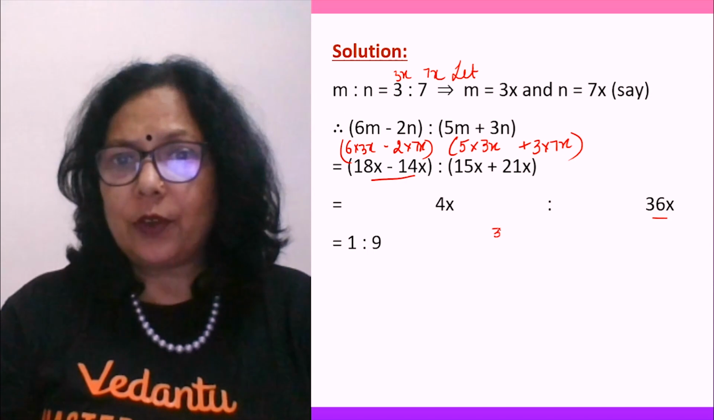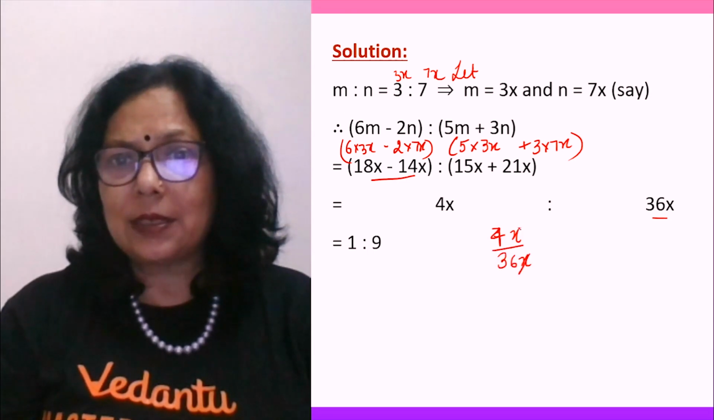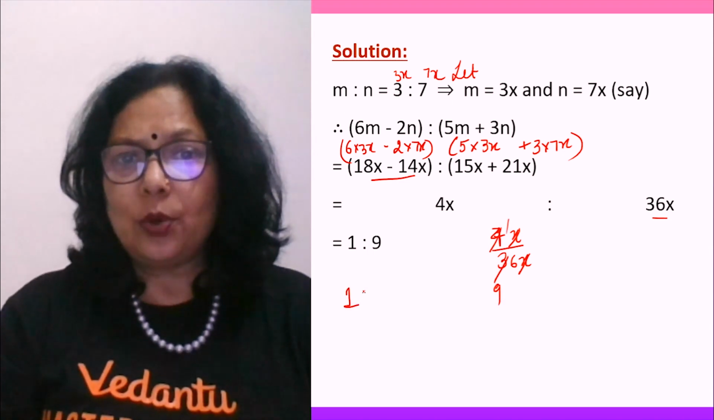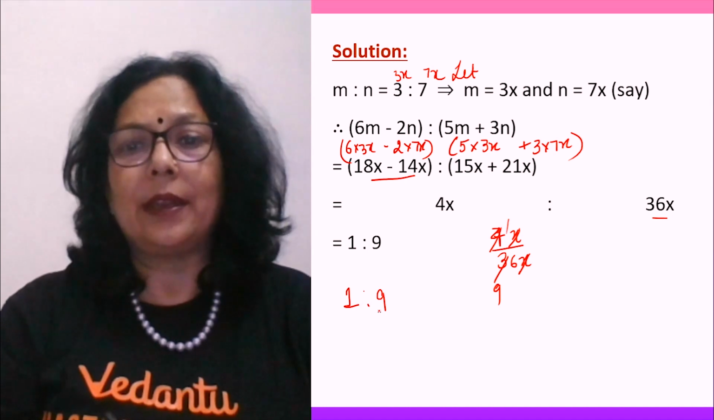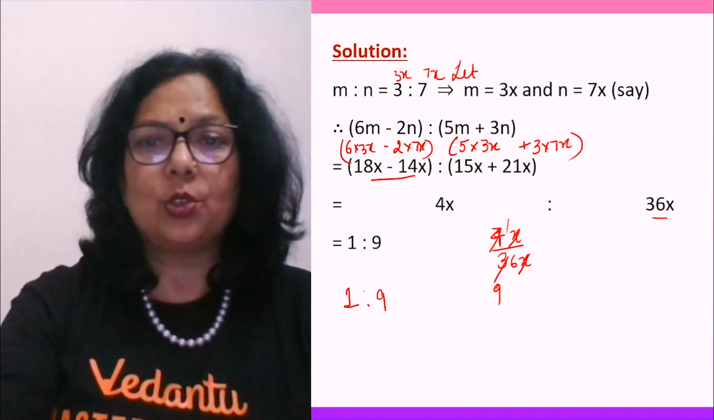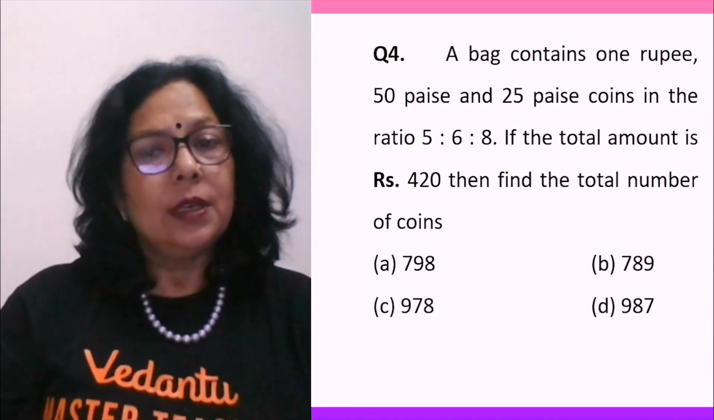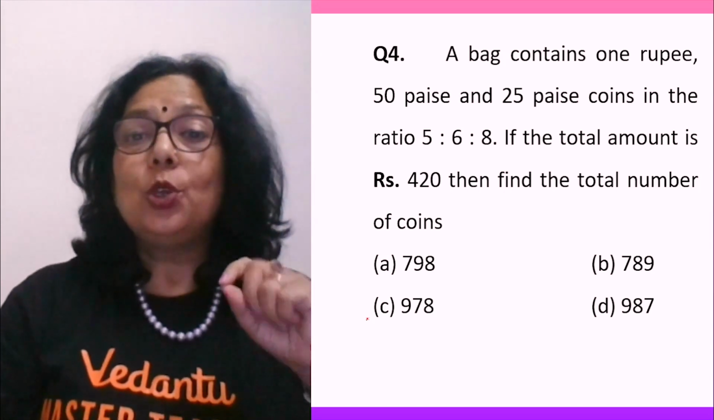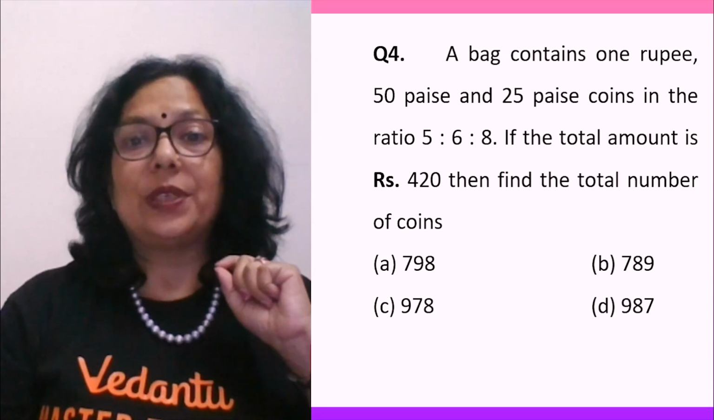This means you have to divide 4x by 36x. x gets cancelled. 4 ones are 4 and 4 nines are 36. So the ratio is 1 is to 9. This fraction can be written as a ratio 1 is to 9. Simple. It is just a matter of practice: you have to practice such kind of questions.